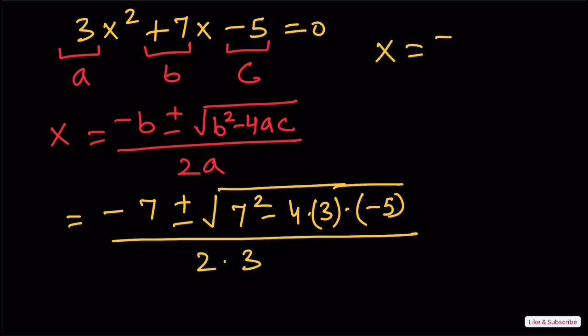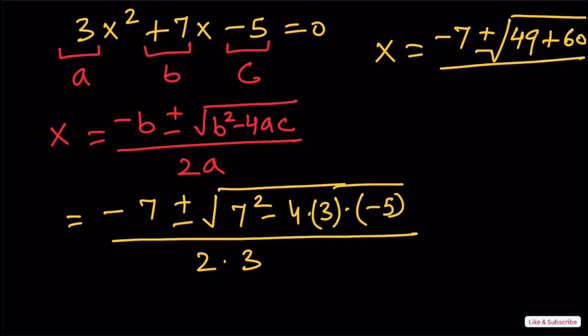Solving it further, negative 7 plus minus. Now what's 7 squared? That is 49. Negative 4 times 3, negative 12. Negative 12 times negative 5, that is plus 60. And in the denominator, I have 2 times 3, which gives you 6. Negative 7 plus minus root of. Now what is 49 plus 60? That is 109, over 6.